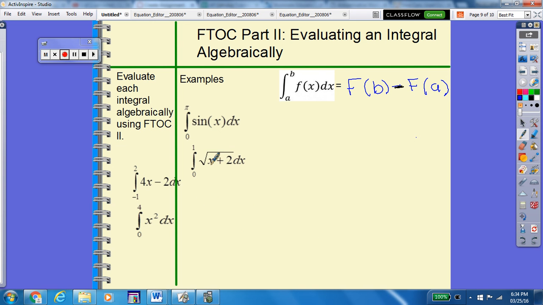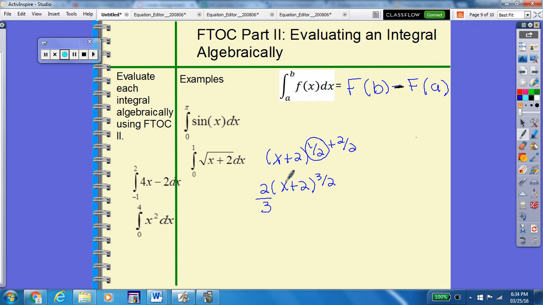Antiderivative. Ooh, that's an interesting function. It's got a square root. That's not a problem. We're just going to think of this as x plus 2 to the 1/2. Okay, let's see. We're going to add 1, which is the same as 2 over 2, so that's going to become 3/2. So x plus 2 to the 3/2. And I'm going to multiply by the reciprocal of 3/2, which is 2/3.